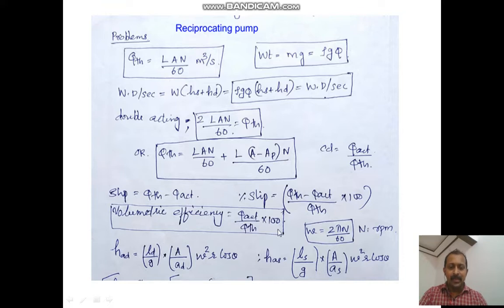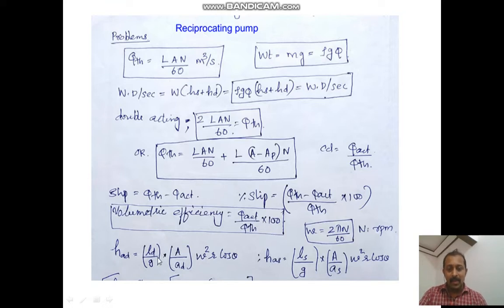And next is HAD, that is the effect of acceleration on delivery head. Here it is HAS, the effect of acceleration on suction head.